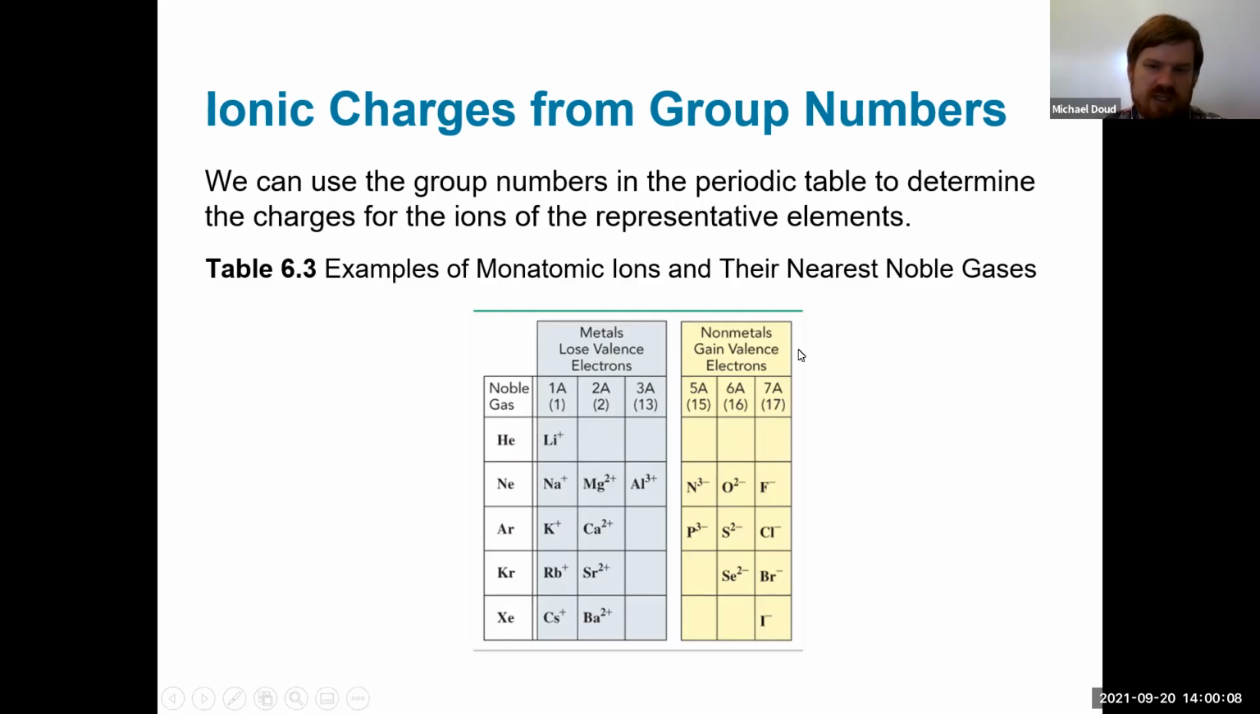You can also count the distance from the nearest noble gas in case you ever forget. Like fluorine, for example, is 1 away from neon. So you can see, oh, I need 1 extra electron to get to neon. So 1 extra electron gives a -1 charge. Oxygen, on the other hand, needs 2 extra electrons, 1, 2. So that's going to be a 2- charge.